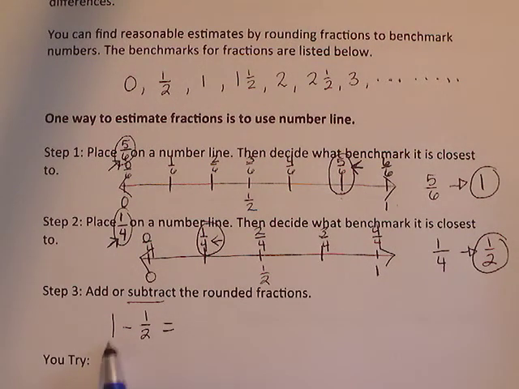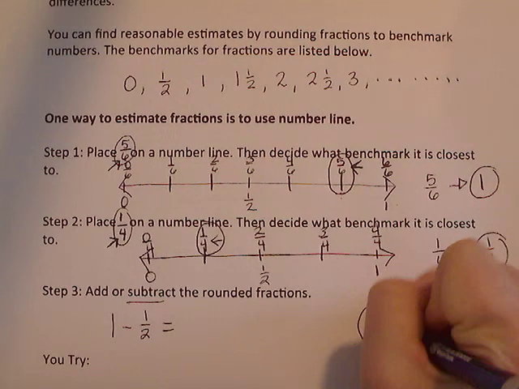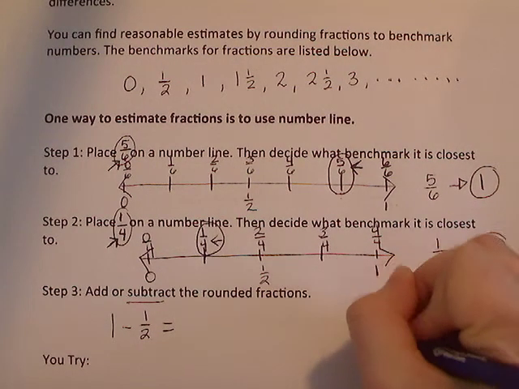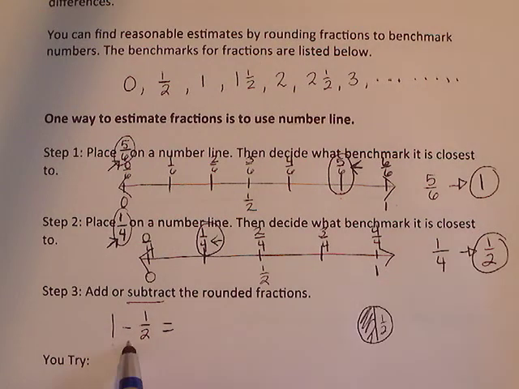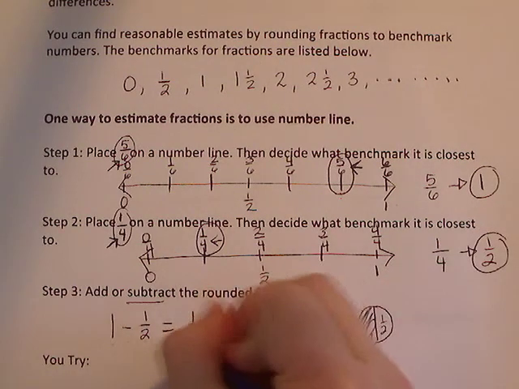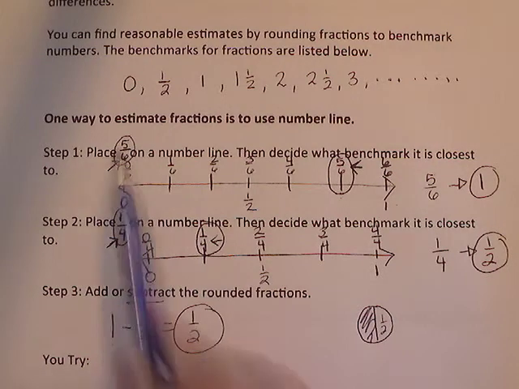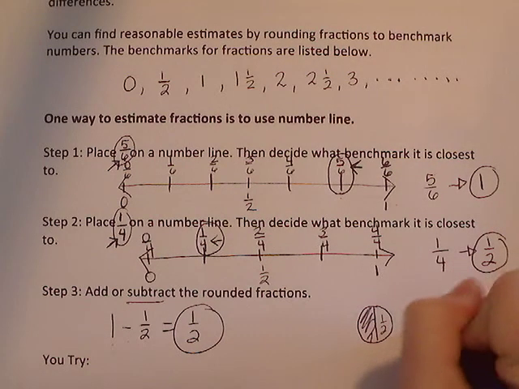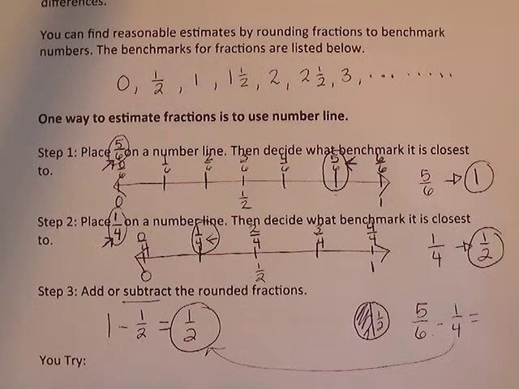Okay, so now we know that 1 minus 1/2, and I know that if I have 1 whole and I take away half, so you could even draw a picture. This is my 1 whole, and I'm going to take away half of it. I still have 1/2 left. So 1 whole subtract 1/2 equals 1/2. So if I were to estimate 5/6 minus 1/4, estimating, it would be 1/2.